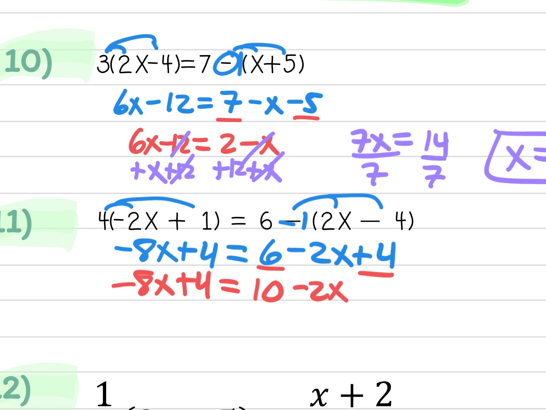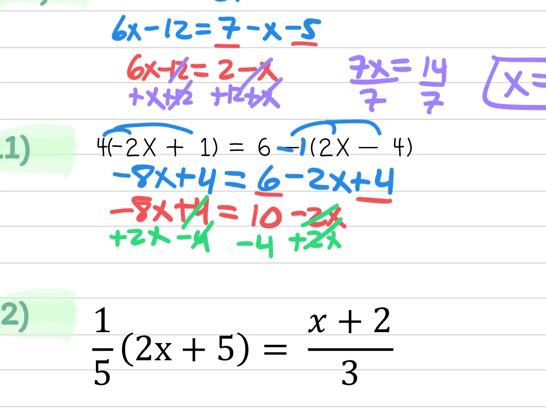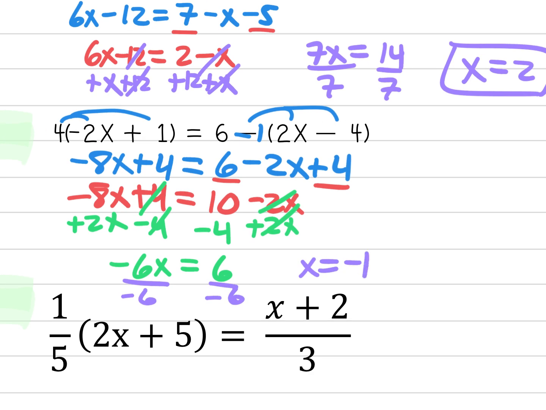Then we can move the x's to one side and the constants on the other, so we can add 2x on both sides, and then subtract 4 on both sides. Negative 8x plus 2x is going to get us negative 6x, and 10 minus 4 is going to get us 6. Lastly, we want to divide both sides by negative 6. So x equals 6 divided by negative 6, which is negative 1. Again, do not forget the negative.